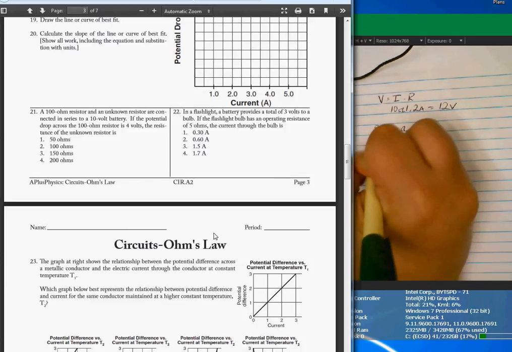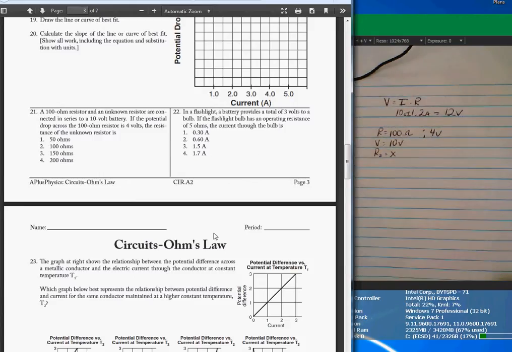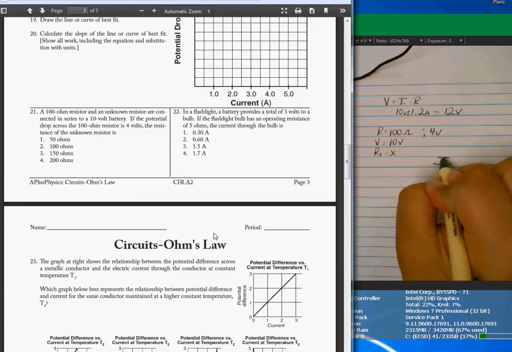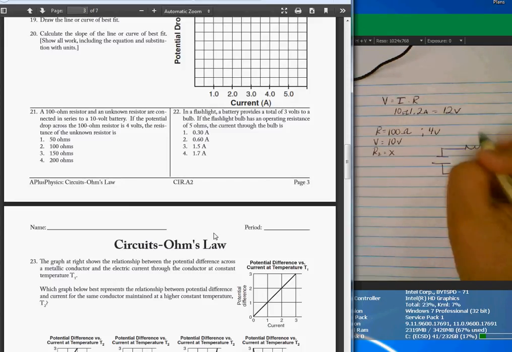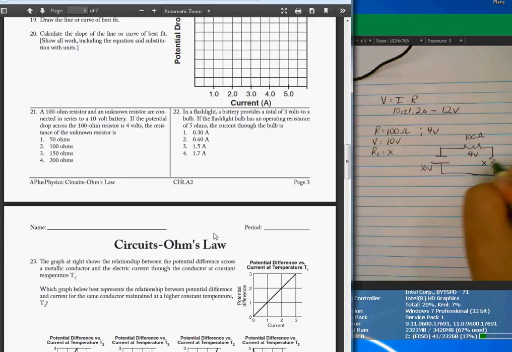So we're looking for what the resistance of the unknown resistor is, which I'm going to call R2. So if I draw this out, I have one resistor, a second resistor. This resistor, we'll say, is 100 ohms, and 4 volts of the 10 volts gets dropped off there. The resistance here is unknown, and we don't know what's being dropped off there yet. Now, I can determine what's being dropped off there because I have 10 volts and 4 volts. So that means because this is a series circuit, the voltage gets split up, so whatever remains is what gets dropped off. So if this is 4 volts, that means this is getting 6 volts.